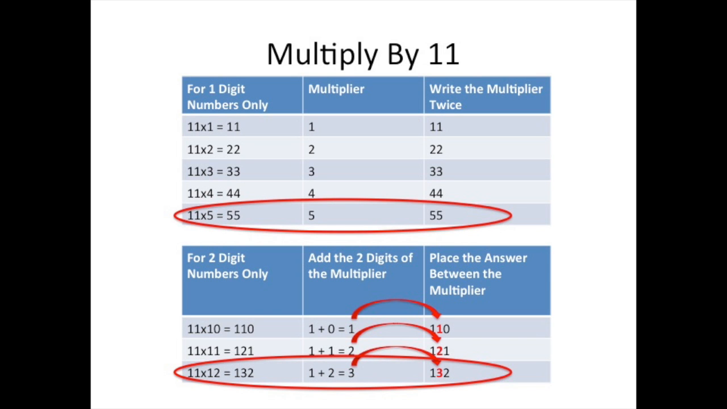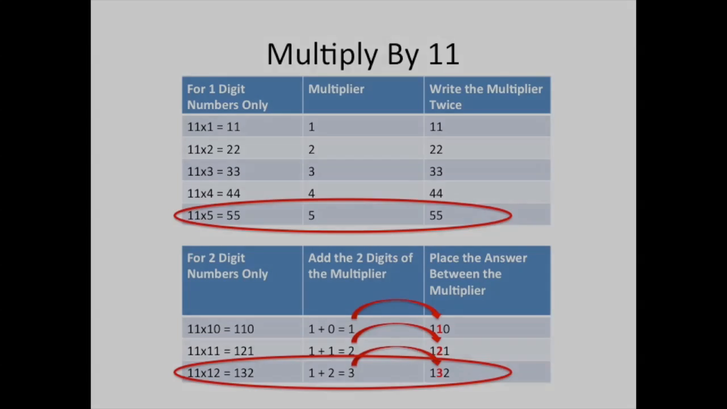Multiplying by 11. Now, when you multiply 11 by a one-digit number, you write the digit twice. For example, 5 times 11 equals 55. You write 5 next to itself. For 2-digit numbers, you add the 2 digits in the number you are multiplying by and put the number between them. So, for example, 11 times 12 equals 132. You add 1 and 2 and put the 3 between them, making 132, and so on.